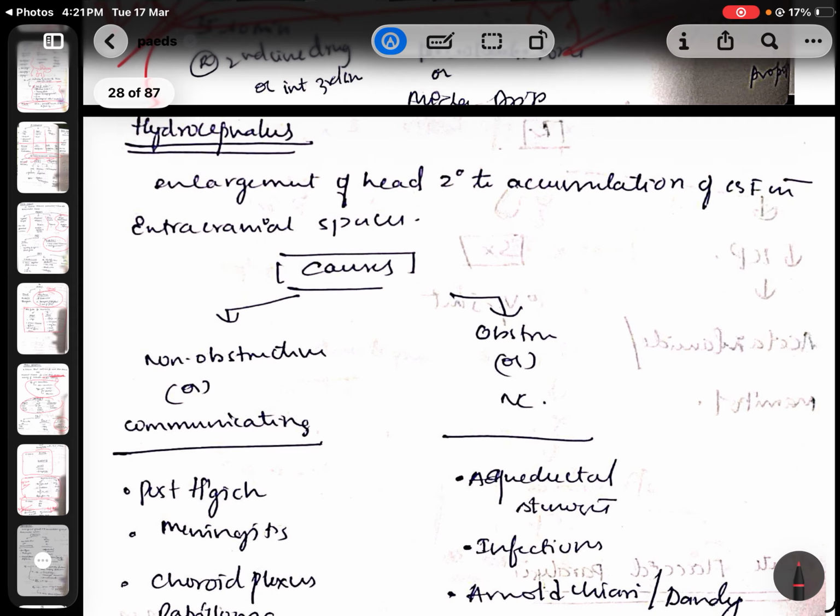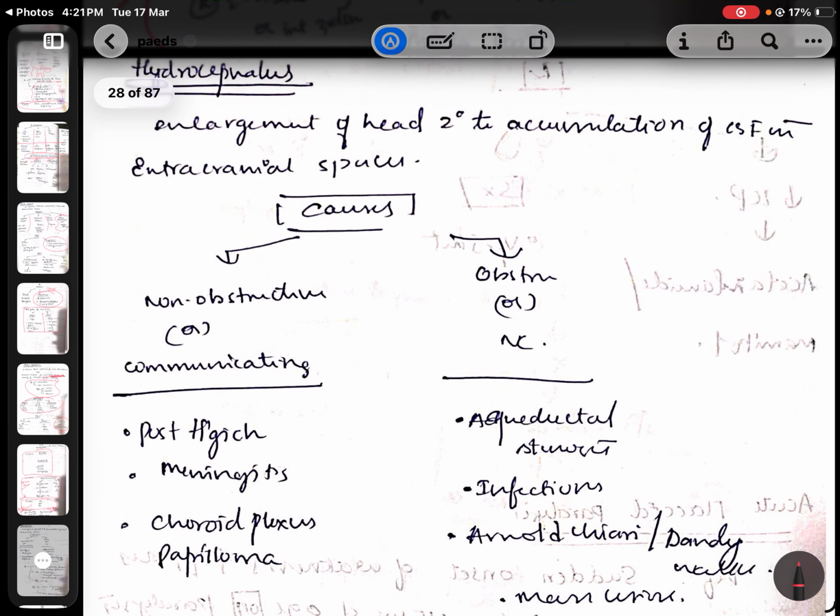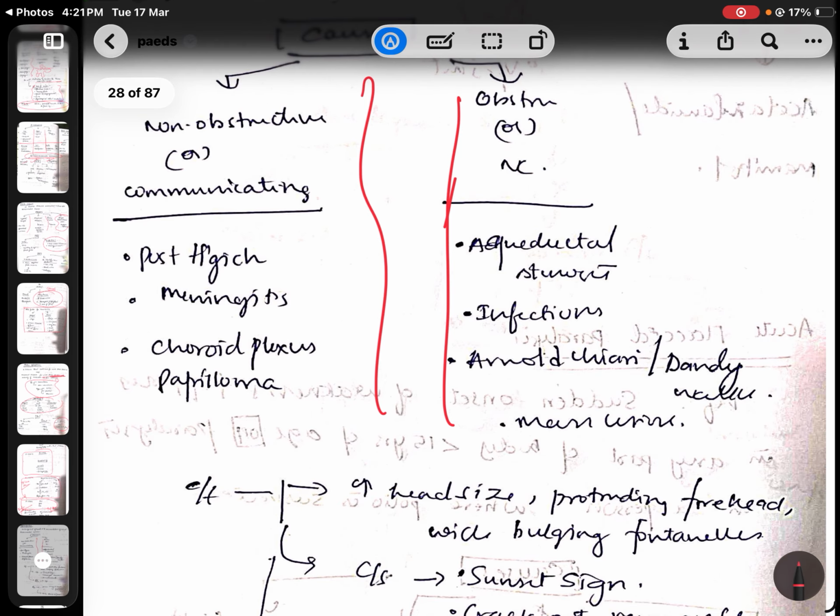And again, a core part of pediatrics itself is hydrocephalus. Again, there can be two types, obstructive or non-obstructive, that is also communicating or non-communicating. These are the causes. And how do you manage? Again, it's a major core surgical part. VP shunt, and if it's a viva, they can ask continuous questions: which side, right side or left side, why left side. Okay, there are a lot of questions.